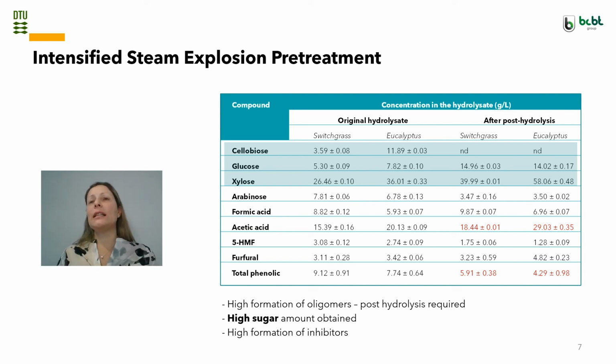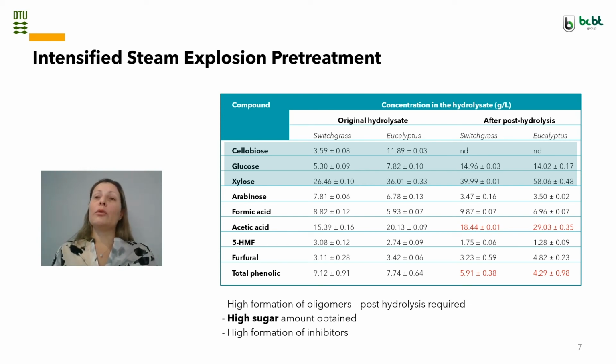And we can see in this table the concentration of sugars and the main toxic compounds in the hydrolysate produced. In terms of sugars, what we could observe is that it was possible to increase the amount of sugars produced, but also a high amount of oligomers were present in the medium. Then in both cases, it was important to apply a post-hydrolysis process in order to have the sugars in monomeric form for use in fermentation.